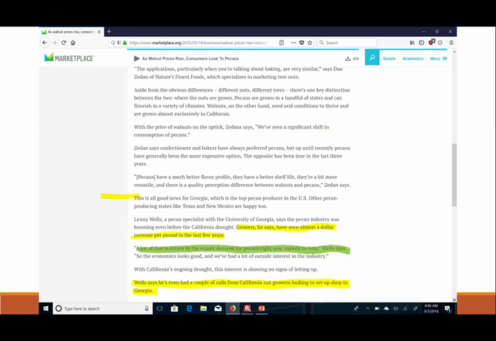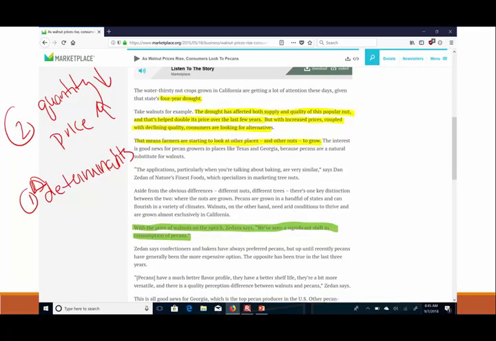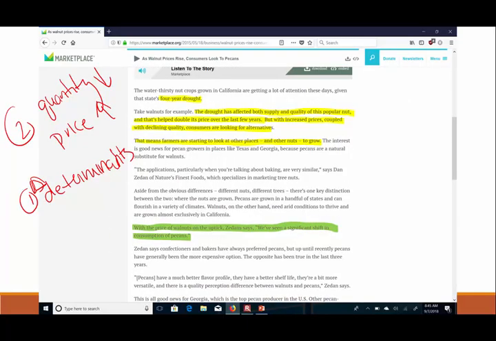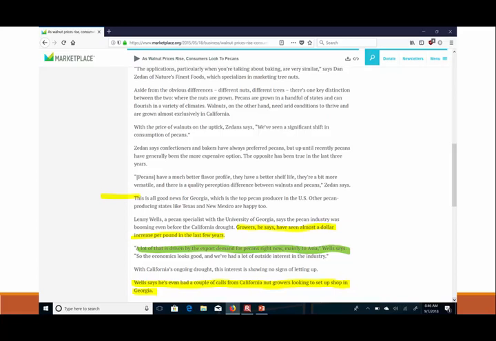We see here growers have seen an almost dollar increase per pound of pecans in the last few years. But if pecan prices are increasing, then possibly we've got a change in the price of related goods for the consumers, because walnuts and pecans, the article made clear, were substitutes. And we've also got a change in the price of an alternative good the firms could produce, if they're now bringing in more money. And then finally, again, we've got this idea that California growers are thinking of possibly choosing to grow pecans instead of walnuts.